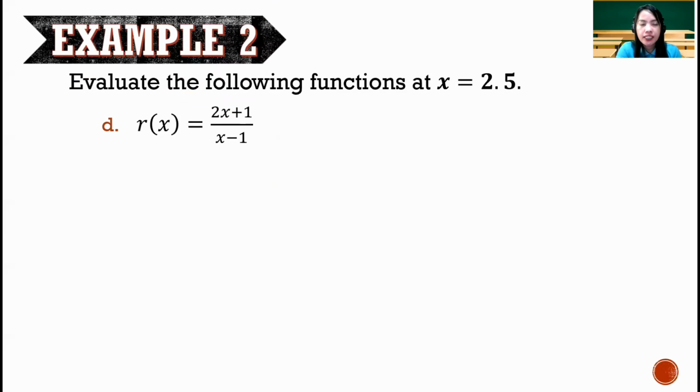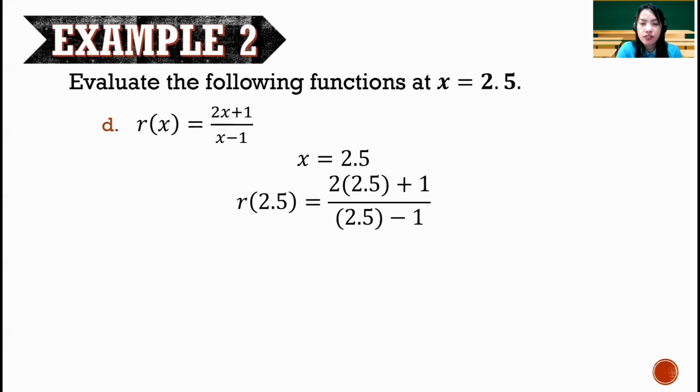In letter D, the given function is r of x equals 2x plus 1 all over x minus 1. We are going to evaluate the given function at x equals 2.5. So yan, aalisin natin lahat ng variable x, papalitan natin ng 2.5. Magiging na siyang r of 2.5 equals 2 times 2.5 plus 1 all over 2.5 minus 1. So here, wala ka nang makikitang letter x or variable x.